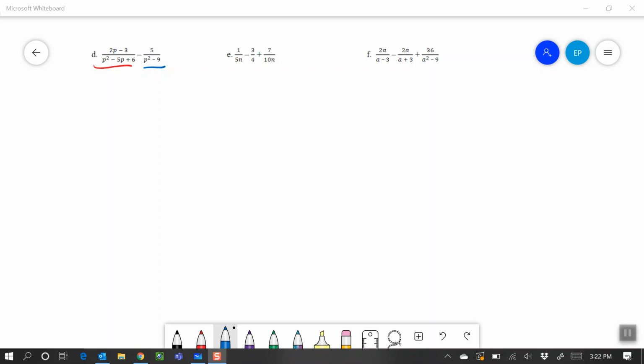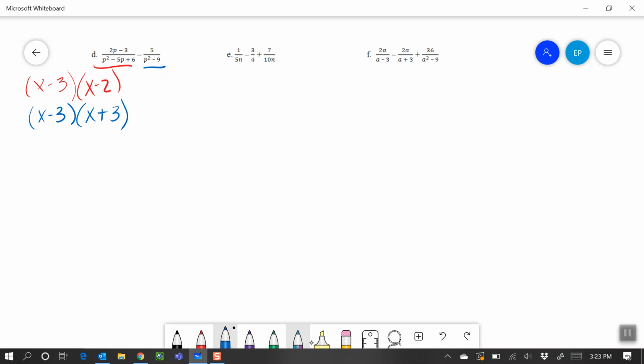So on my left fraction, I have the red, so I need to factor p squared minus 5p plus 6. And then on my right fraction is going to be the blue. So factoring, factors of 6 that add up to be negative 5, x minus 3, x minus 2. Blue, factor that out of p squared minus 9. I'm going to have x minus 3, x plus 3, excuse me.